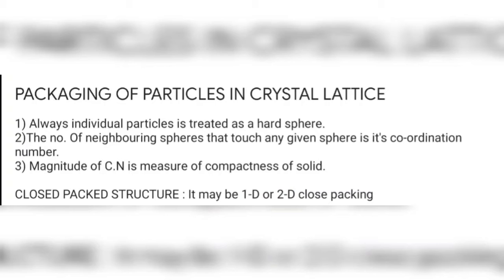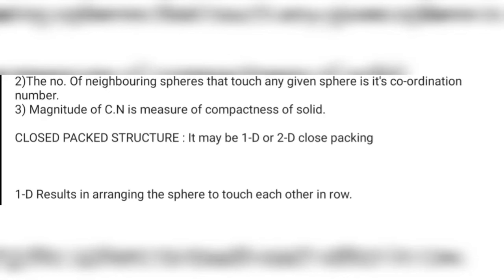Now we have looked at the packing of particles in the crystal lattice, and now let's look at the close-packed structure. A close-packed structure is of three types. It can be one dimensional, two dimensional, or three dimensional. But today we are going to talk about only one dimensional and two dimensional close packing.